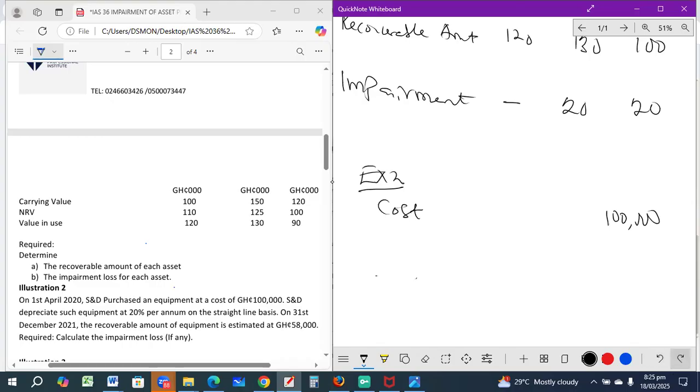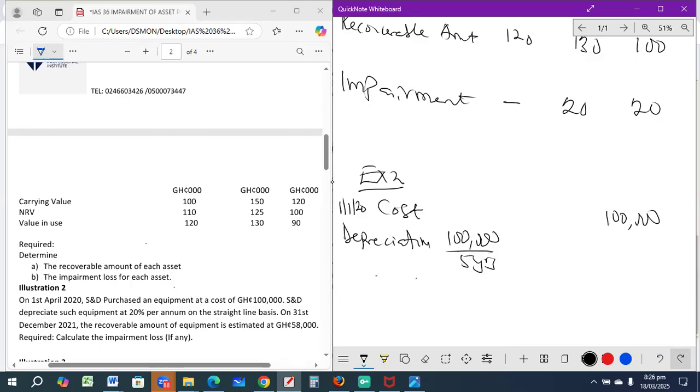So this is the cost on 1st April 2020. We need to charge our depreciation. The depreciation here is 20%, which is 100,000 divided by 5 years. How much would that be? 20,000. So the date is 1st April 2020 to 31st December 2021. How many months? You count your figures. This is 9 months.